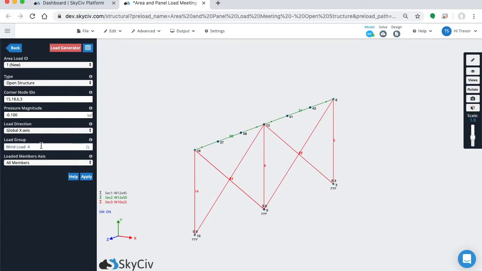The only different field in this loading scenario versus the other loading mechanisms is the loaded members axis. So basically what this means is it defaults to all members, and what it's saying is that it's going to load all the members in this plane that we identified with the corner node IDs that are either orthogonal to the global axis or just in the plane in general. So it's going to load every single member here. If for some reason you only wanted to load the members that are orthogonal to the global axis, you can change this to XYZ members only. But this always defaults to all members because theoretically in an open structure, the wind or any kind of pressure is going to affect every member shown here. Let's just hit apply.